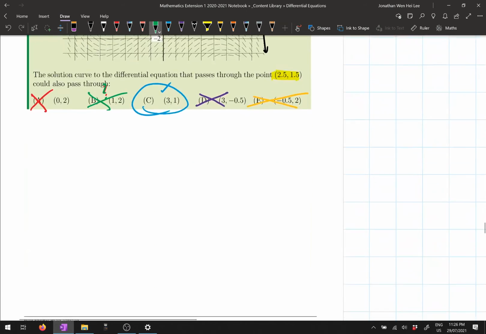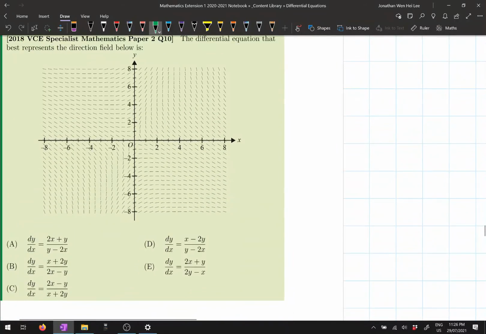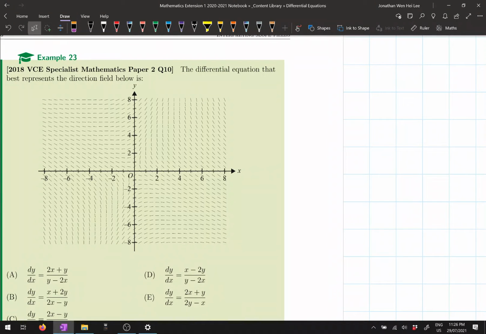Let's have a look at the next example. Example 23. The differential equation that represents the direction field below is. Okay, so this is another example of trying to figure out what the differential equation is for our particular curve. Now here, there's a few things that I immediately noticed. So let's have a look at a few things. The first thing I noticed when I did this one was, once again, we've got another vertical gradient section.